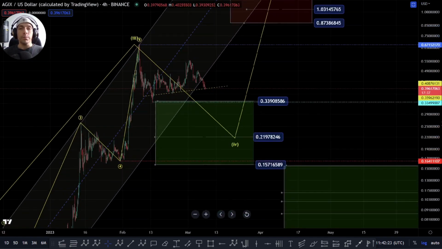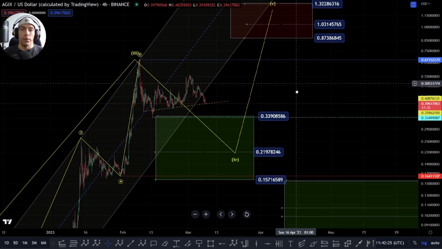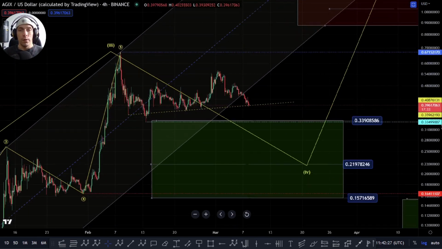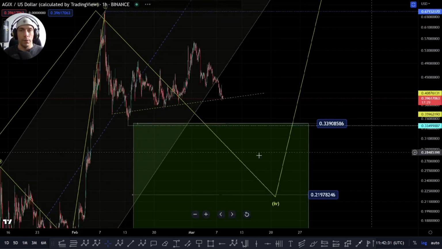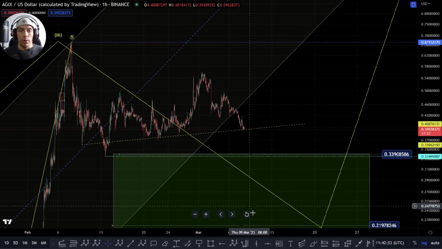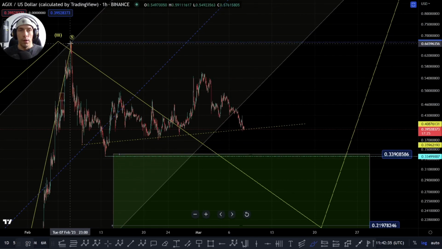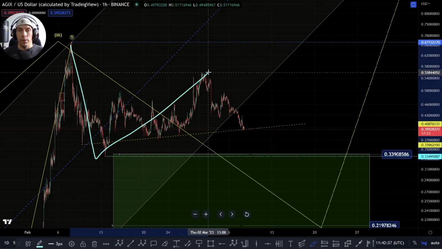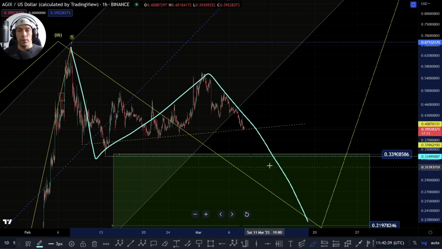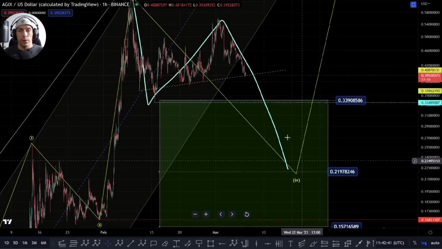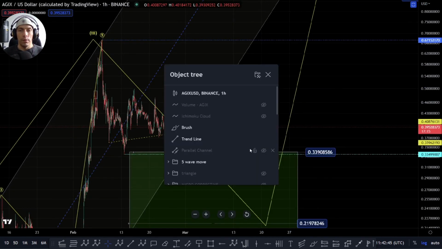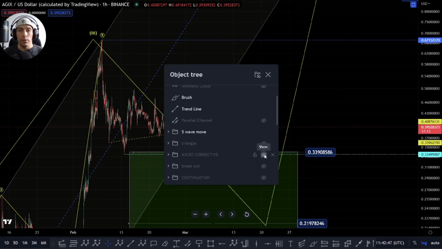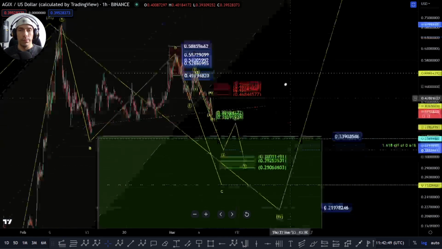Okay. So let's talk about the subwave structure that we currently have here. It is looking very choppy and corrective right now. There is some potential that we could argue that within this structure, we have this as an A wave, potentially a B and a C to the downside, which would fit into coming back down into these lower ranges.